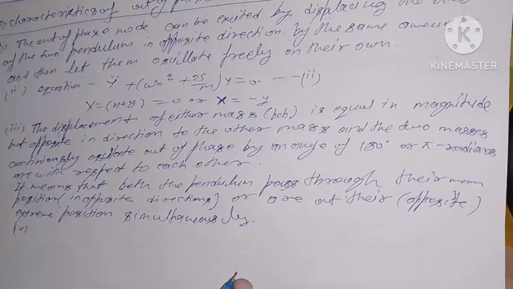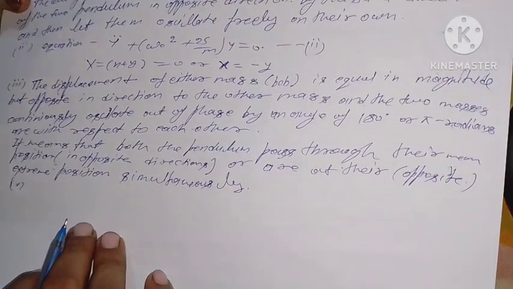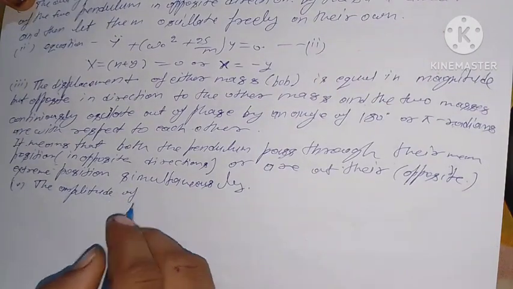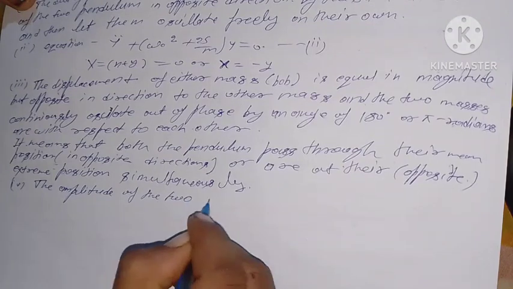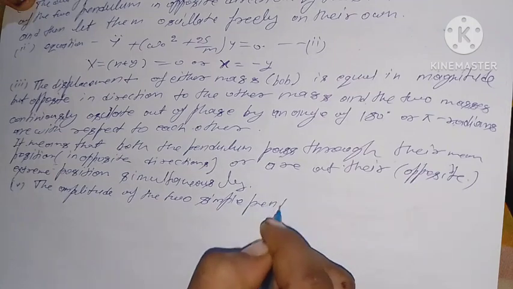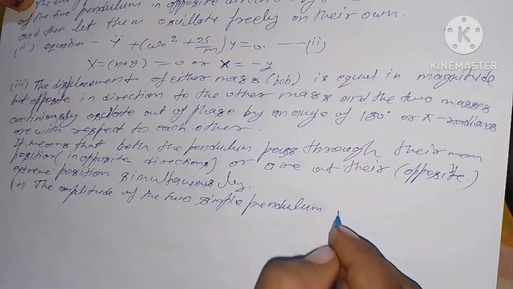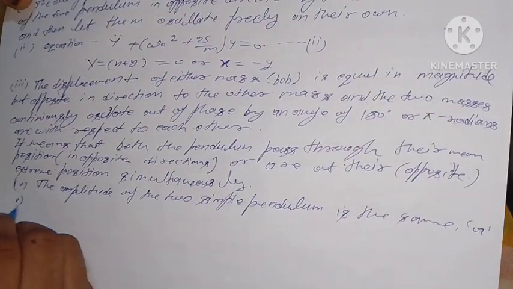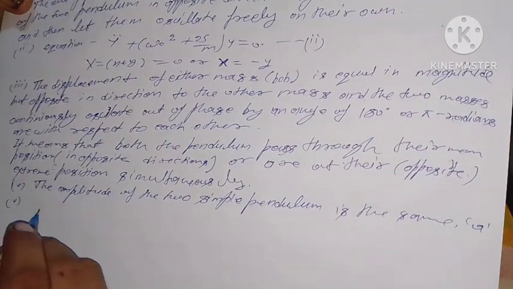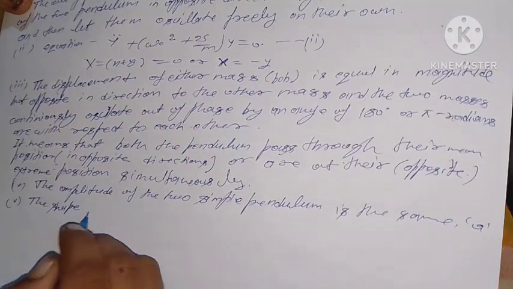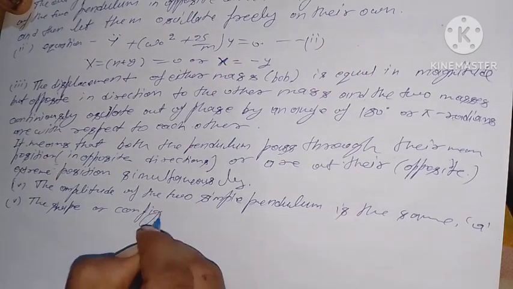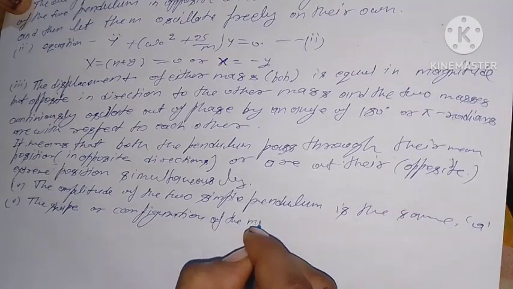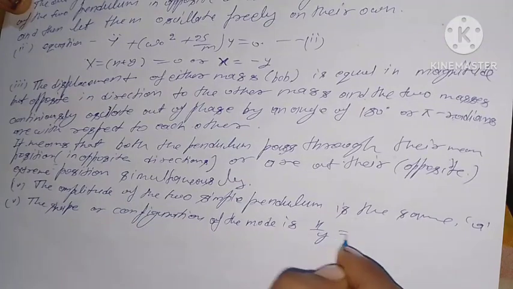Fourth point: the amplitude of the two simple pendulums is the same, A. Fifth point: the shape or configuration of the mode is x upon y equal to minus 1.